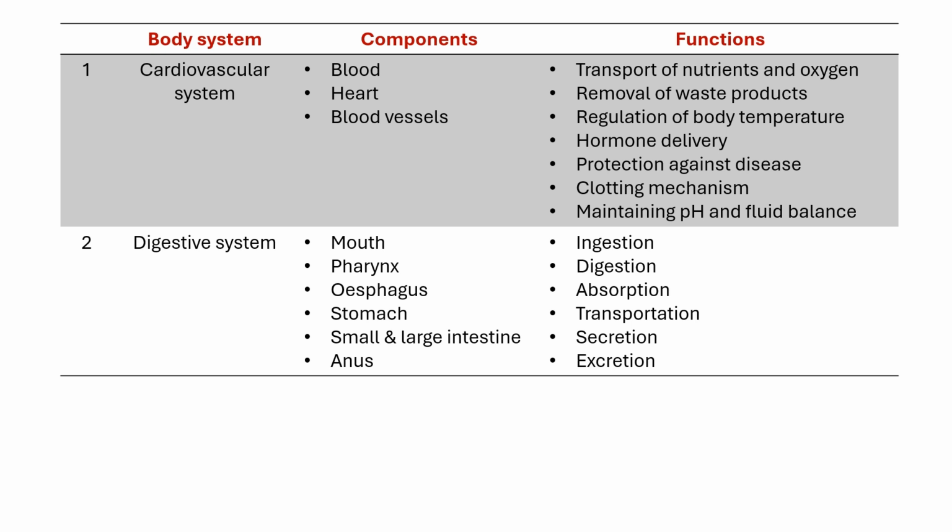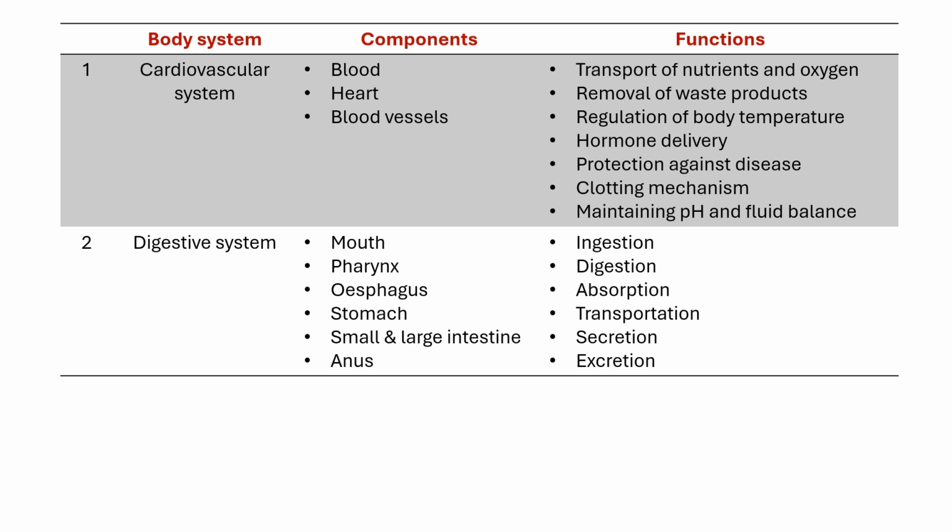Last is excretion, also known as defecation. Eliminates undigested and unabsorbed food as a solid waste through the anus, which we call as feces. Next system is endocrine system.